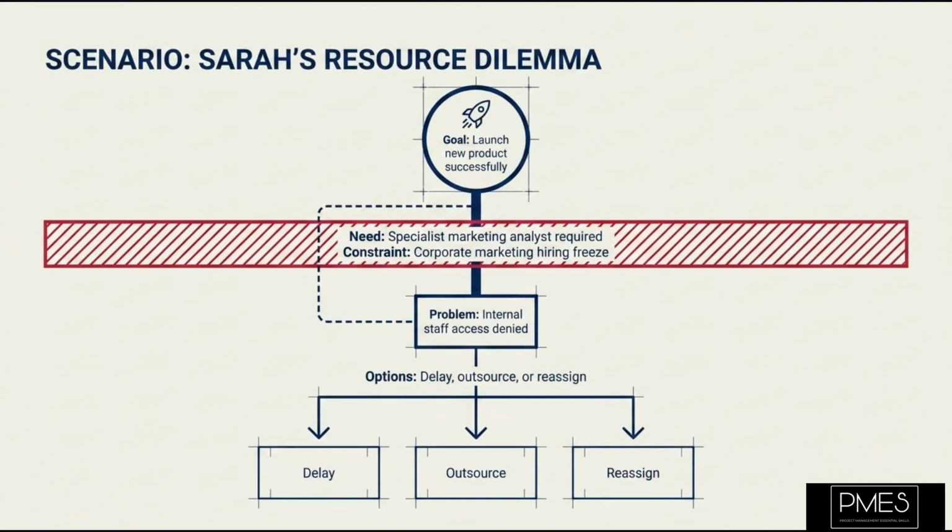Imagine you are Sarah, a project manager leading a new product launch. Her team has identified the need for a specialist marketing analyst for a critical 3-month period. However, the corporate marketing department, which houses this analyst, has just announced a hiring freeze. Sarah is now facing a resource constraint. Her initial resource management plan assumed easy access to internal staff. Now, she needs to decide how to proceed. Should she delay the launch, try to outsource, or reassign an existing team member with less experience?